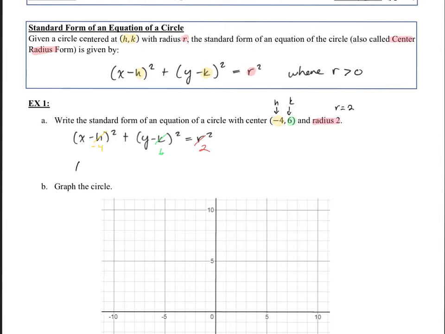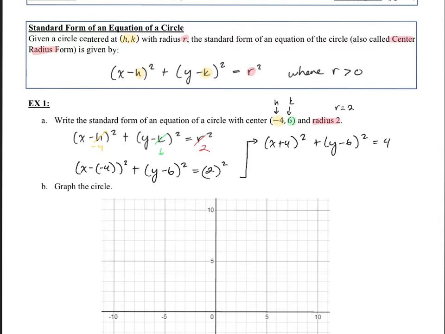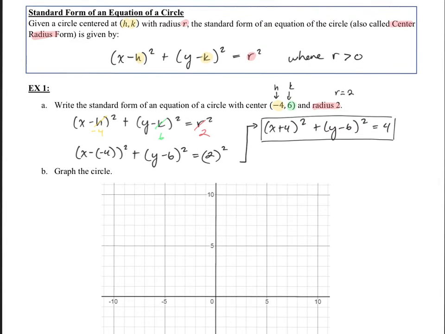So plugging those values in to get the equation of my circle, I have (x - (-4))² + (y - 6)² = 2². I could simplify this out a little bit and write it as (x + 4)², simplifying that double negative there, + (y - 6)² = 4. And there we have the center radius form of a circle. Now the super nice thing about this form is you can easily pick off the center and the radius of your circle, which is why this form is often the preferred form. But as I said, there is another version, and we'll take a look at it in a sec.